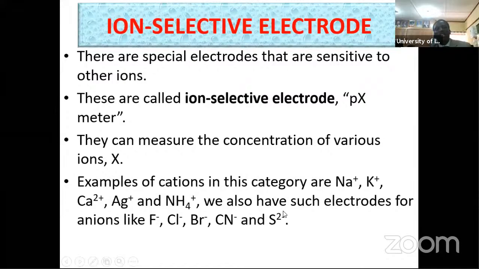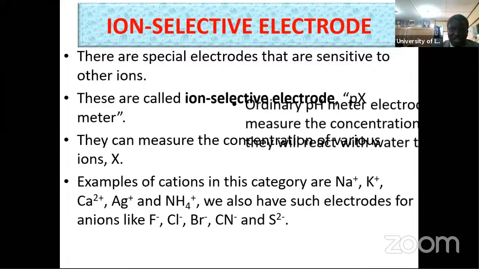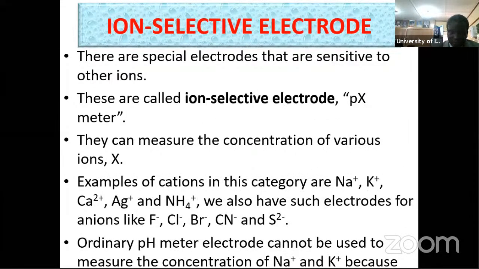Then instead of you going to the lab, having to do the calculation to determine the concentration of each of these, once you develop this type of electrode, all you need to do is put it in the solution. You get the pX of that solution, and from the pX, you can get your concentration directly.